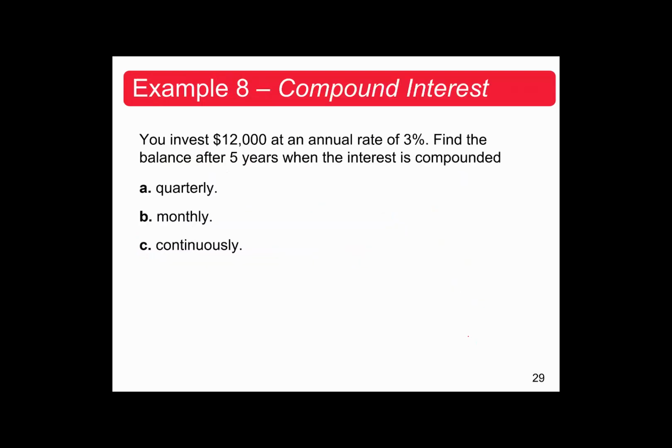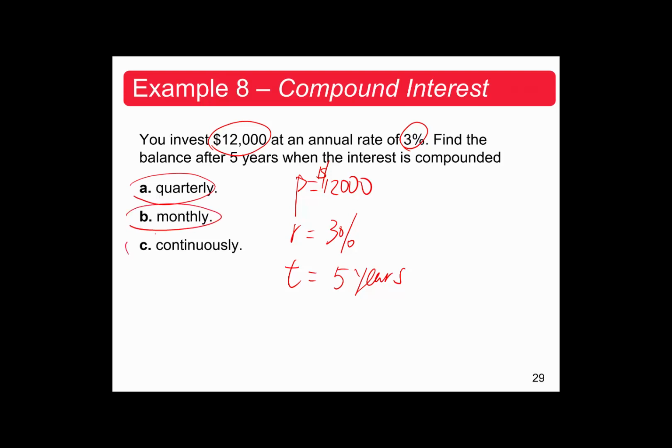Let's say you invest $12,000 at an annual rate of 3%. So this is the annual interest rate, 3%. This P is 12,000, that's the principal. You have $12,000 to invest. Rate is 3%. And then time t equals 5 years. You want to find the balance after 5 years. When interest is compounded, there are 3 different compounding methods: compounded quarterly, monthly, and continuously.